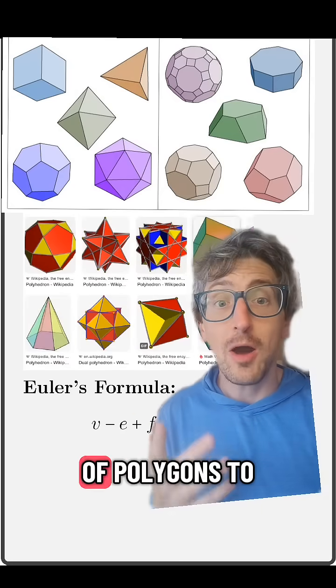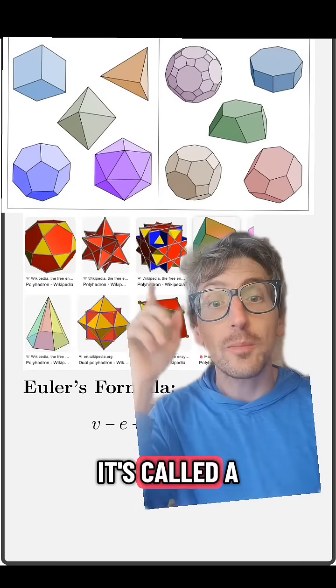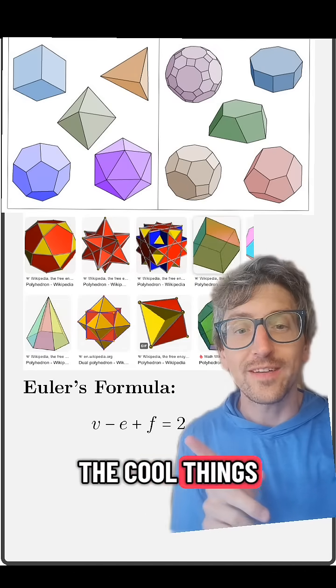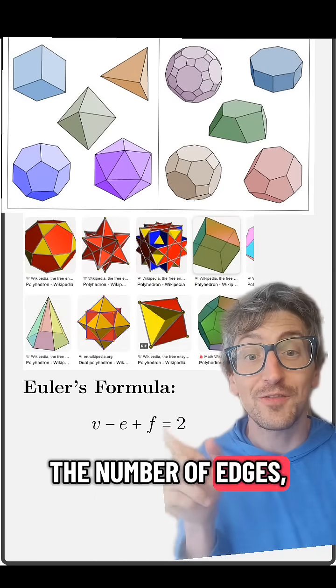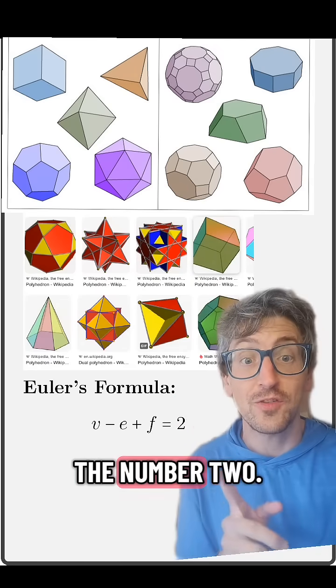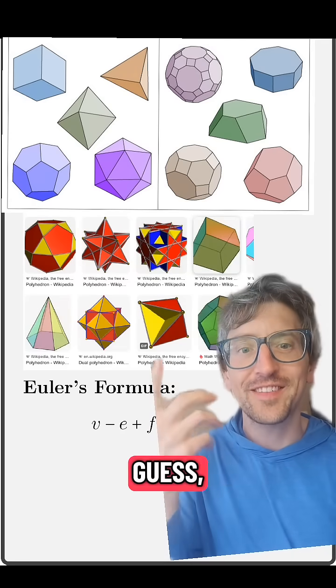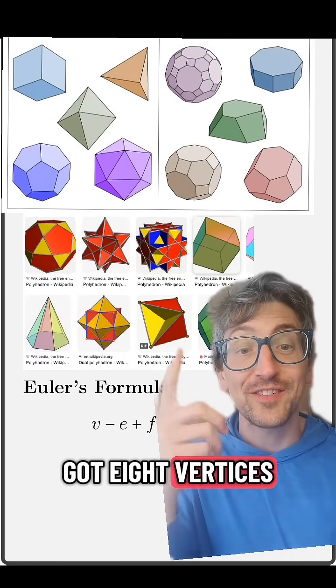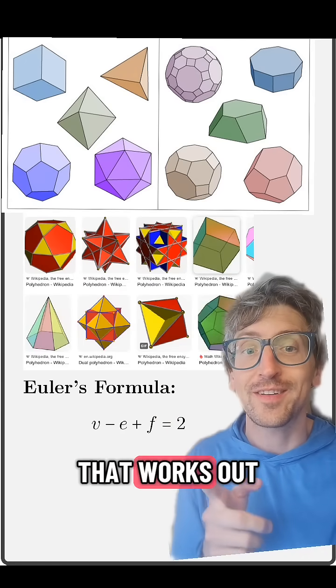If you glue together a bunch of polygons to make a 3D shape, it's called a polyhedron. And one of the cool things is that if you count up the number of edges, vertices, and faces and fill them in this formula here, you always get the number 2. For instance, here with the cube, we've got 6 faces, we've got 8 vertices and 12 edges, and go ahead and check that that works out in that formula.